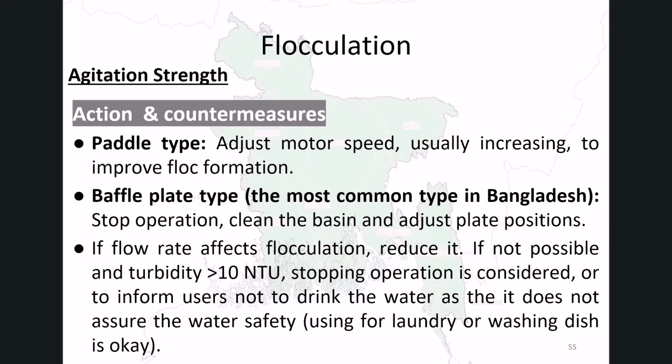If excessive flow rate is the cause, reducing the flow rate is necessary to increase retention time. If this is not possible and turbidity exceeds 10 NTU, stopping the operation should be considered. At minimum, users should be informed not to drink the water, although it may still be used for washing purposes.